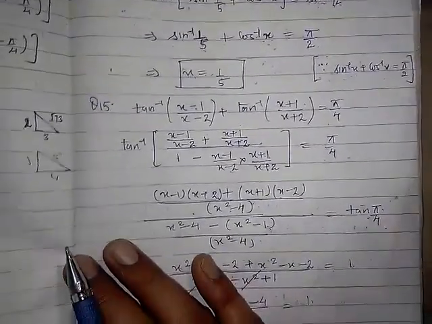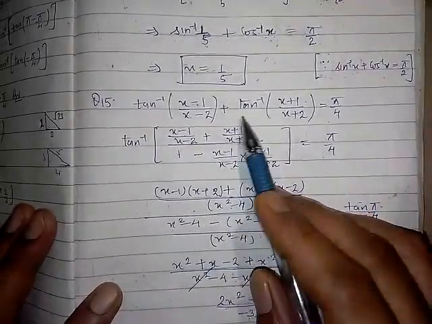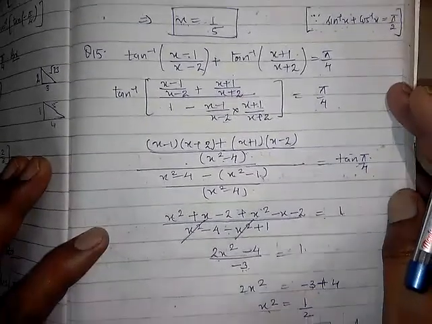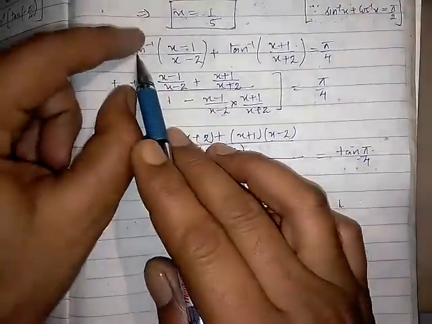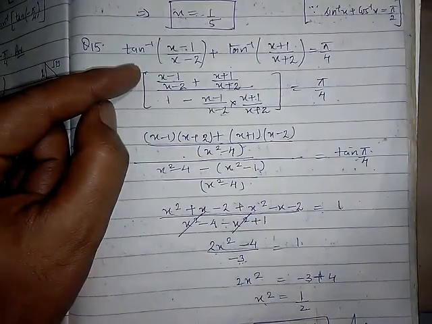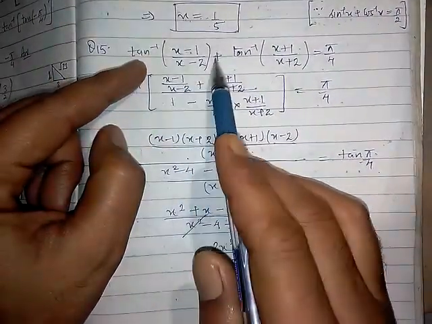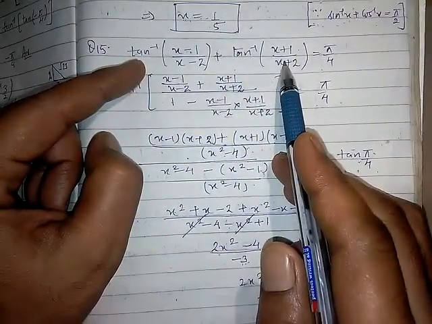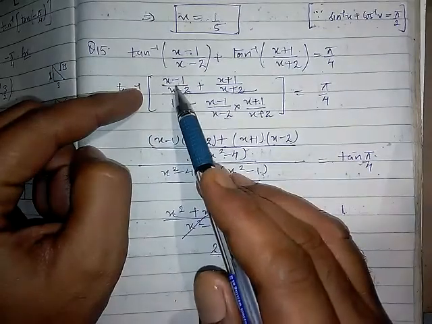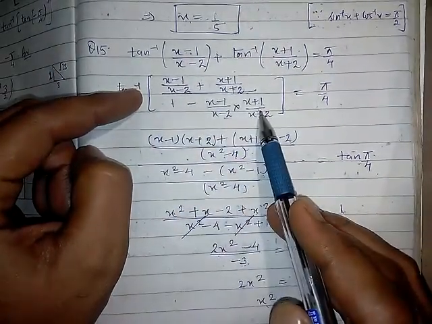Then let's move to our question number 15. So here also we need to find out the value of x, and this is also the equation type. And you can see here tan inverse first angle plus tan inverse second angle. So we can say tan inverse x plus tan inverse y. So the formula is applicable over here, that is tan inverse of x plus y upon 1 minus x into y, right?